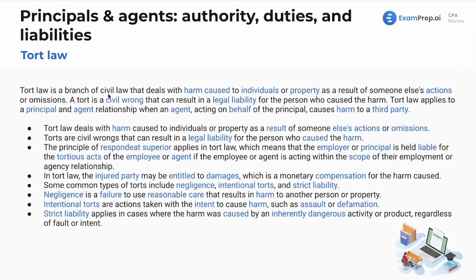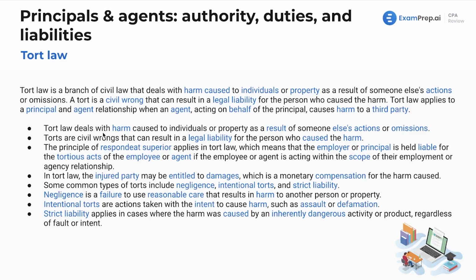Tort law is a branch of civil law that deals with harm caused to individuals or property as a result of someone else's actions or omissions. A tort, what is a tort? A tort is a civil wrong that can result in a legal liability for the person who caused the harm. Pretty simple in its definition, but we'll obviously run through lots of implications and examples and more criteria.